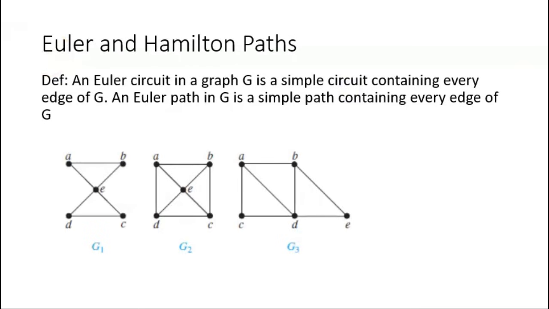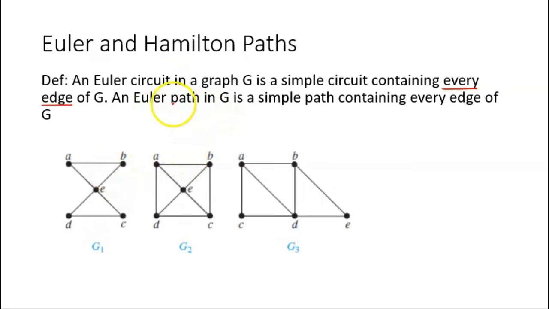So let us look at the definition first. An Euler circuit in a graph G is a simple circuit containing every edge of G. So our focus here is on every edge, right? So the circuit must contain every edge of the graph.